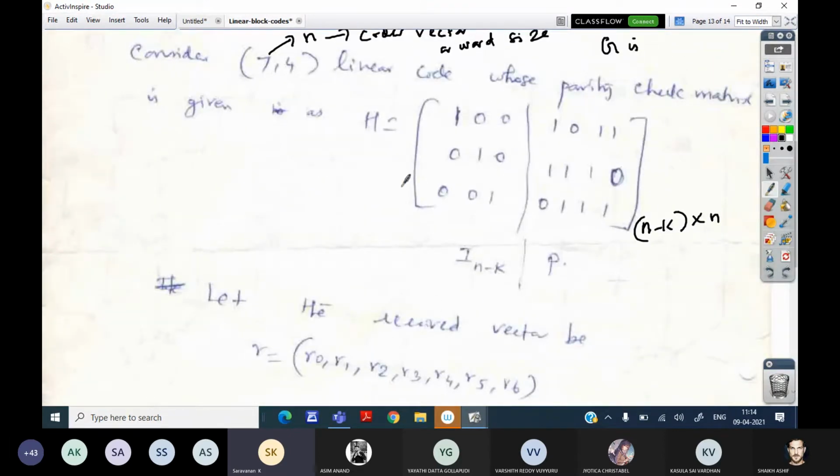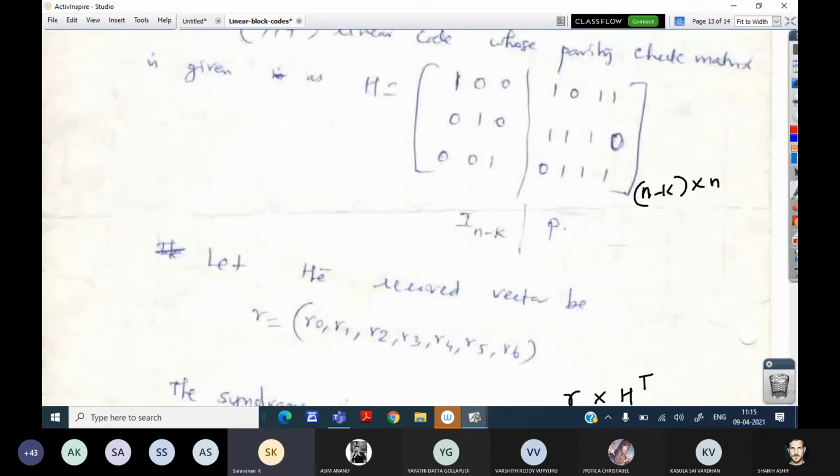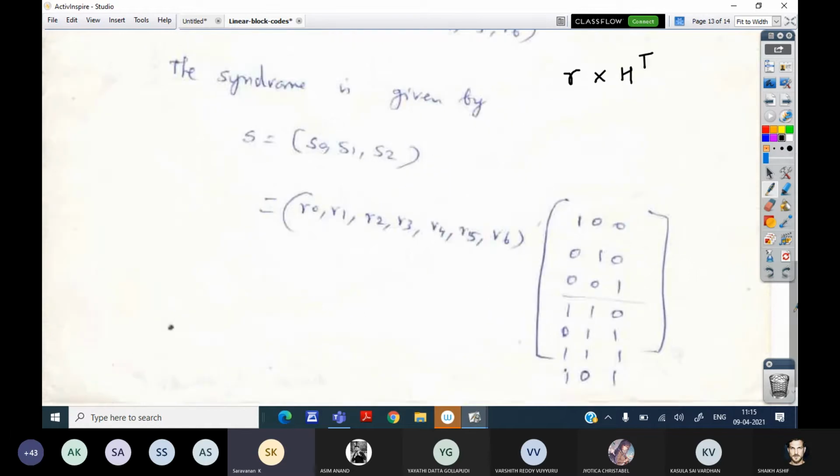H is known, so I can write H transpose. Can you write H transpose? We have already written the parity check matrix H, so from this you can write H transpose. You take the first column and put this value in your first row. Totally we have 7 rows in the H transpose matrix. So this is my H transpose. Is it correct?